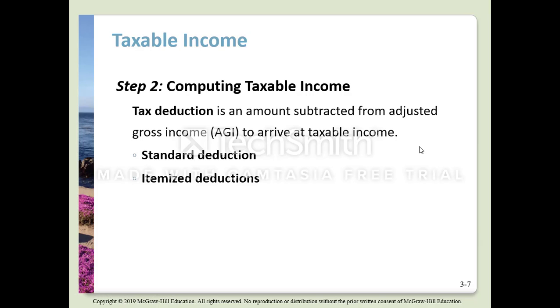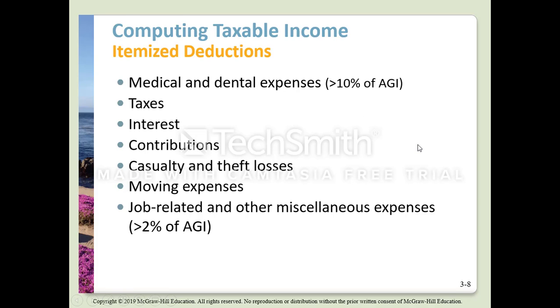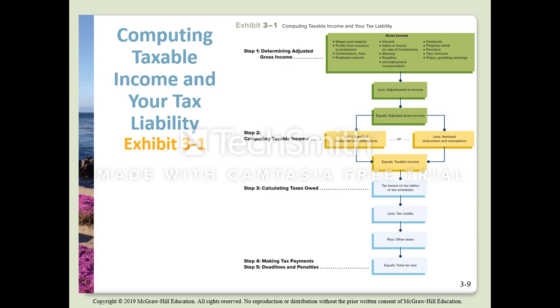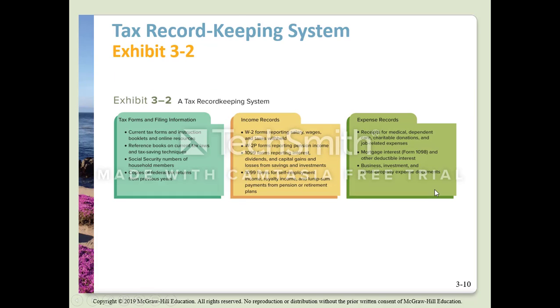Next, you compute taxable income using the standard deduction or itemized deductions if they equal more than the standard deduction. If you choose itemized deductions, these are what can be used as itemized deductions. Here's a flow chart of these steps that we're talking about. And here are the tax records to be used. Be sure every year to hold on to this information as it comes to you.